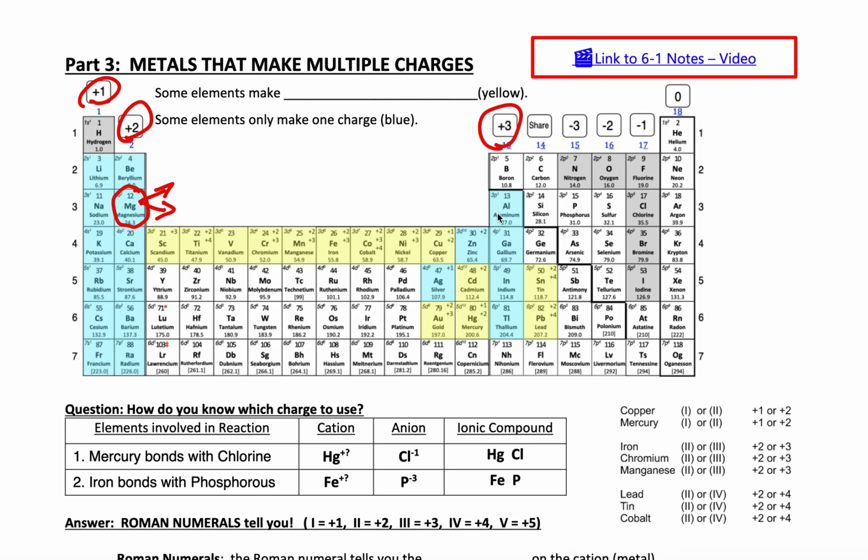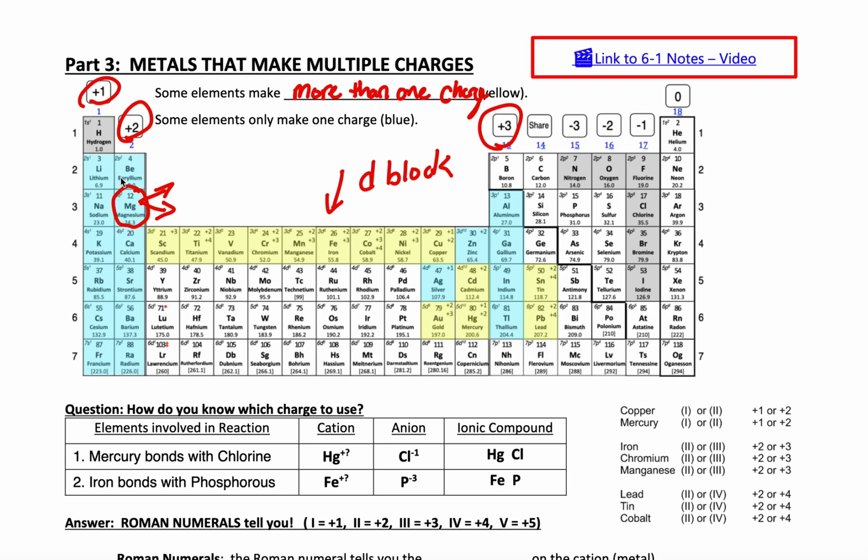So the blue ones just make the 1 charge. That's predictable. That's up at the top. But there are some elements that make more than 1 charge. And those are highlighted in yellow. Now, do you have to actually memorize this? No. You just have to know that there are some elements, and they're mostly in this section, that we actually call the D block. Remember we talked a little bit about sublevels? D is one of the sublevels, and that's this portion of the periodic table.